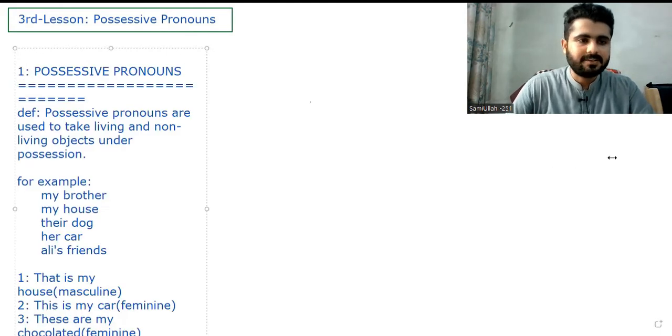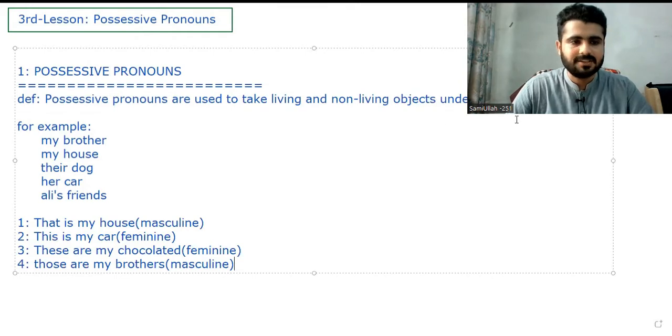Now, this is a simple definition of possessive pronouns. Possessive pronouns are used to take living and non-living objects in a position. Simple definition.